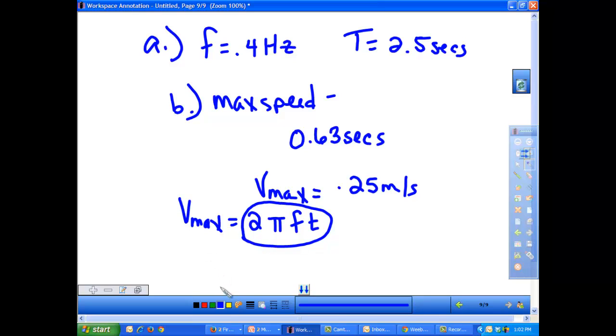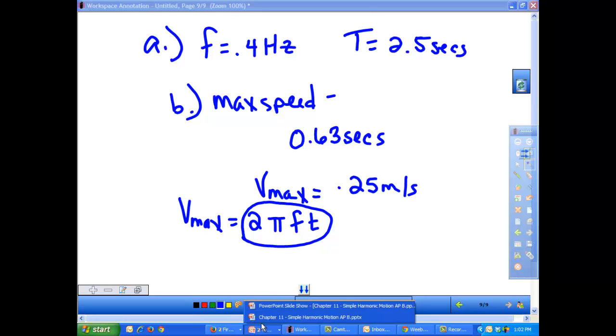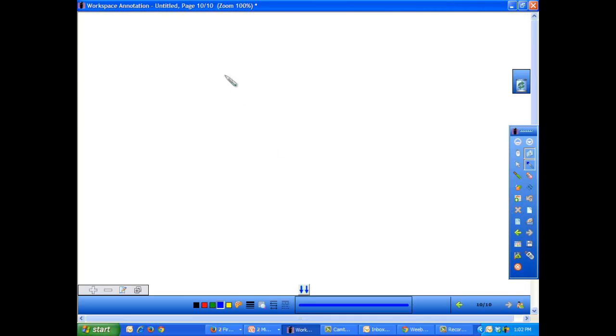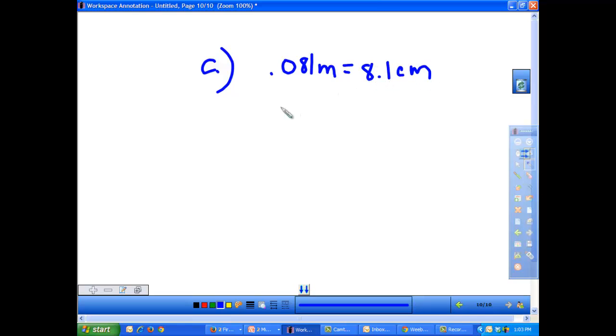And then the third part of the problem asks what are the position and velocity 4 seconds after you release the toy. So for part C, your answer for position should be 0.081 meters, or 8.1 centimeters. And then your velocity should be 0.15 meters per second. All right.